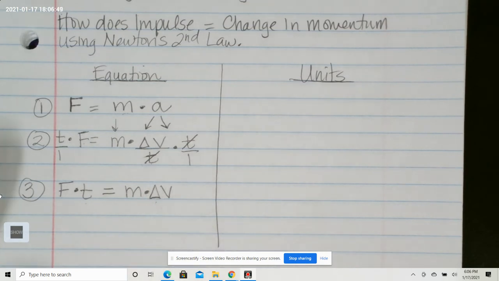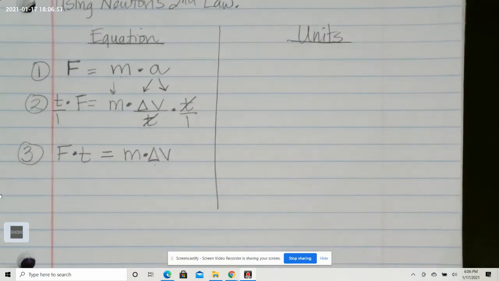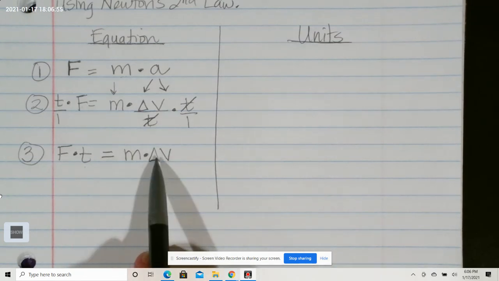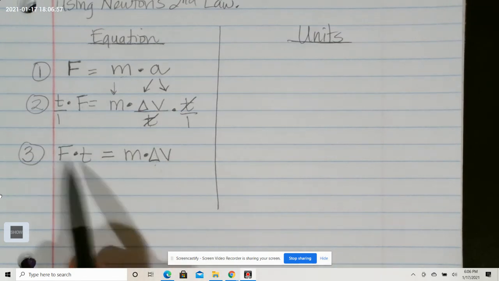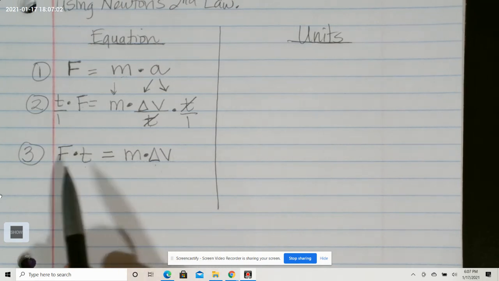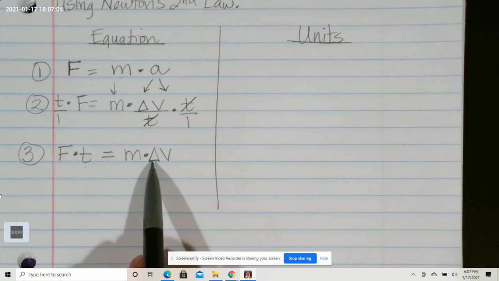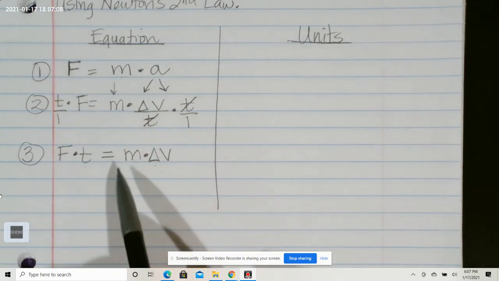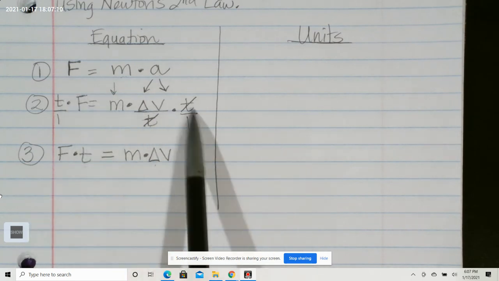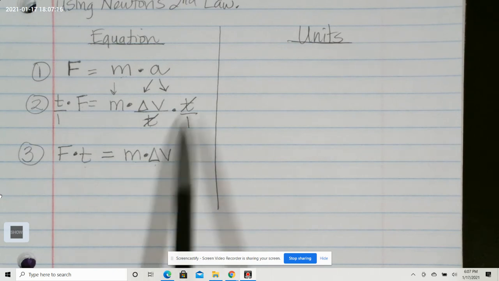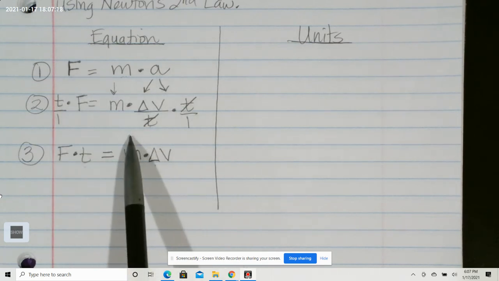Okay, so right there is our fancy little equation. Force multiplied by time equals mass multiplied by the change in velocity. So impulse equals change in momentum. Now, am I going to ask you to do this whole process on your own? No. I'm just showing you how they equal each other. How does impulse equal change in momentum? Mathematically, we just showed you how, all through just rearranging the equation.